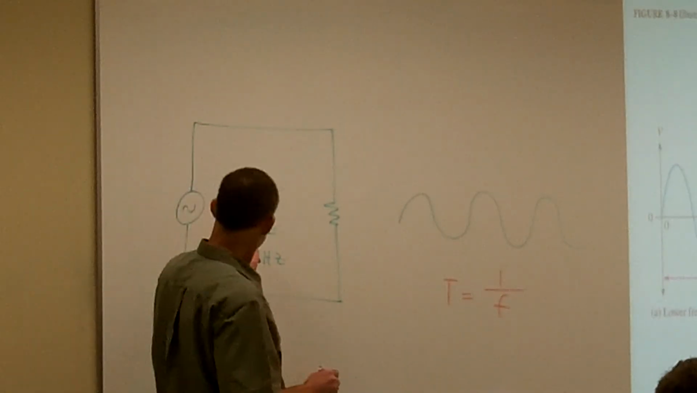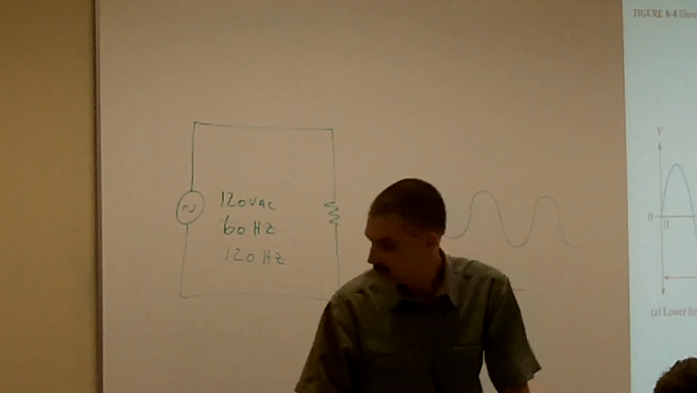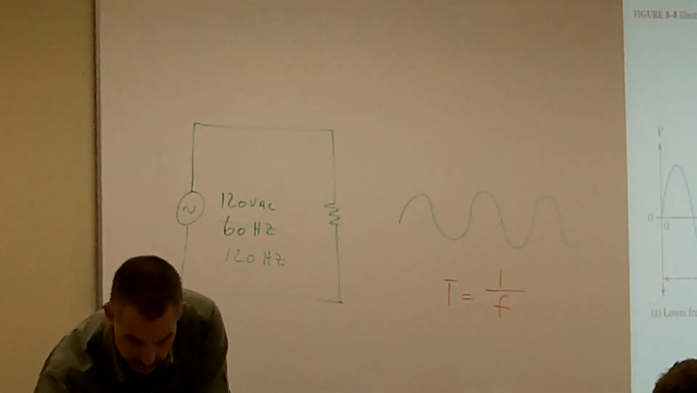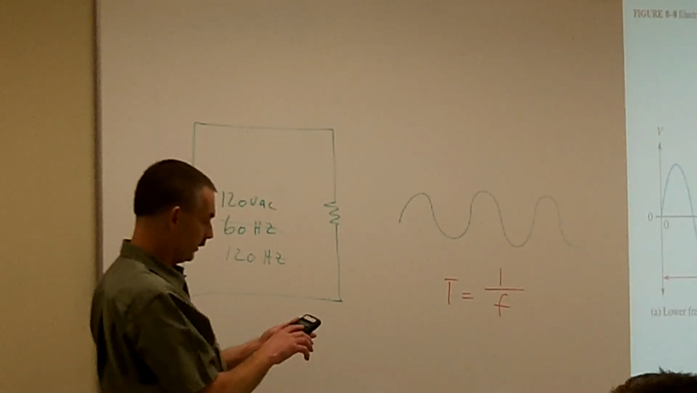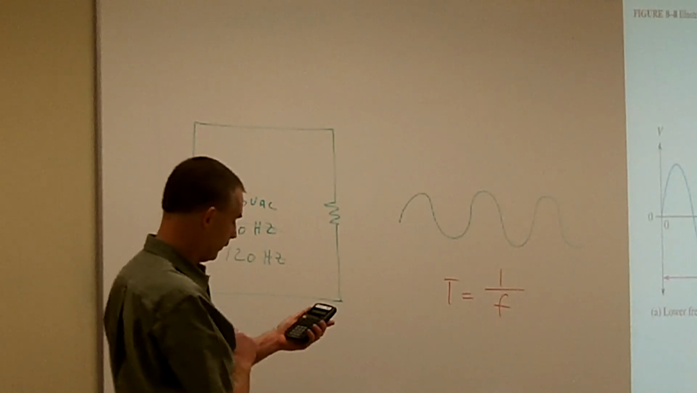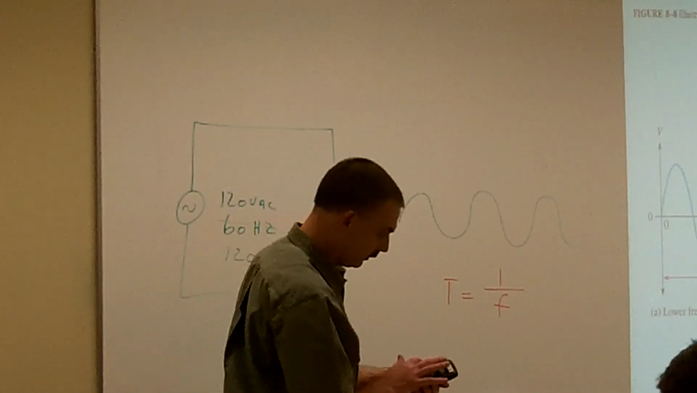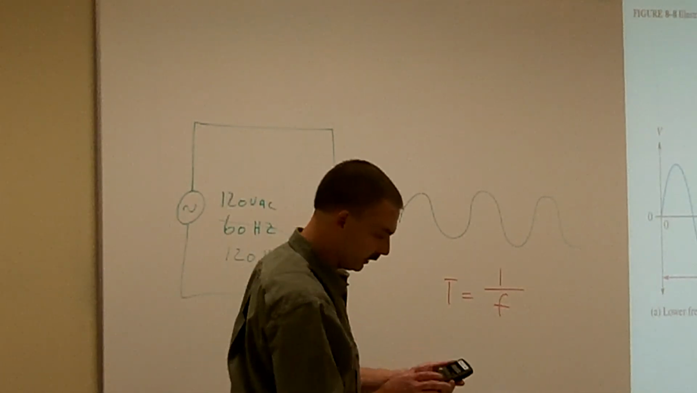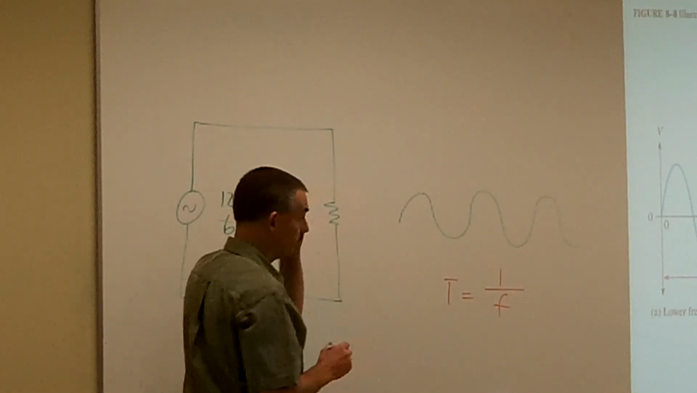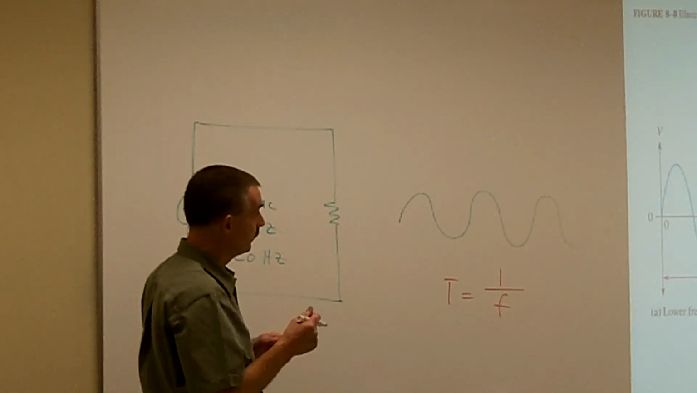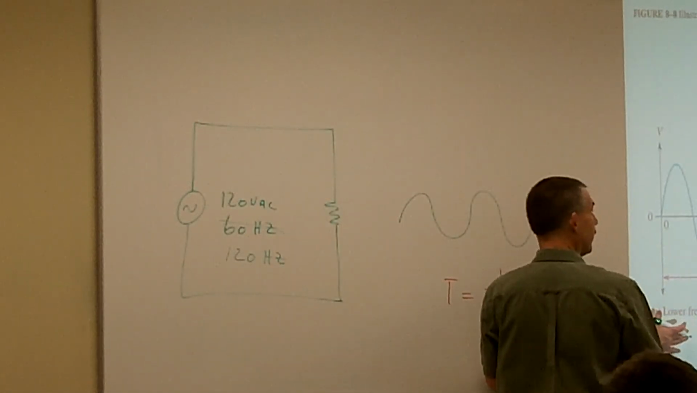So if I have 60 hertz, and I use my inverse key on my calculator, so take 60 hertz and do the inverse of 60. Everyone know what their inverse key is, because we're going to be using that a lot in AC. So what do you get for the inverse of 60 hertz? 16.67 milliseconds. Yeah.